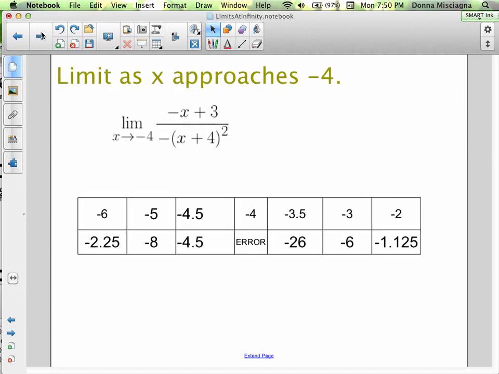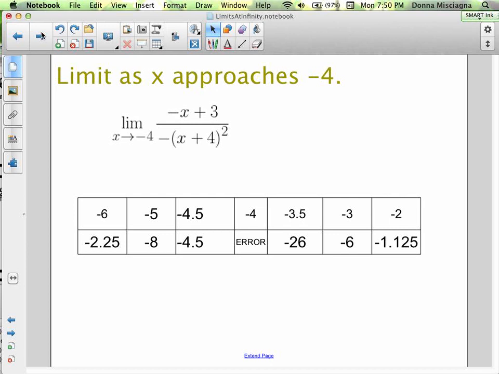Let's look at this one. The limit as x approaches -4. Here I went up to -4.5 and up to -3.5. Now what's happening? Notice one set of values is on the negative side. It goes from -2.25 to -8 to -4.5. Then we have that error. On the other side, we're also on the negative side. We got -1.125, 6, 26.